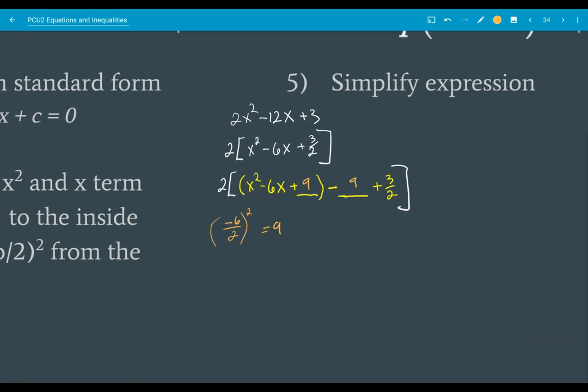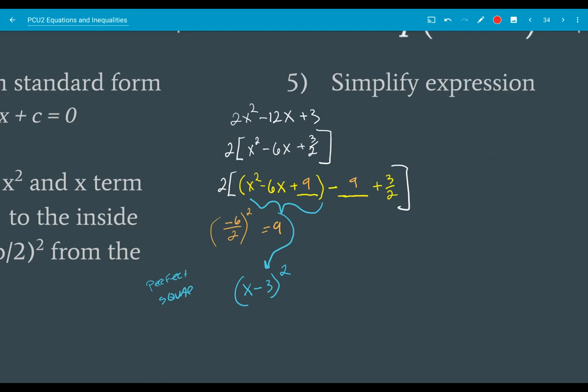So step 5, the last one, is just to simplify. So what we do is we take this group here, and this is going to become our perfect square. So we're going to have x minus 3 squared.